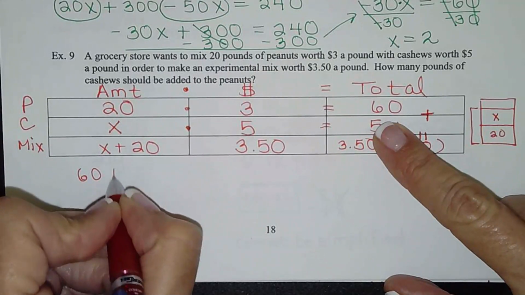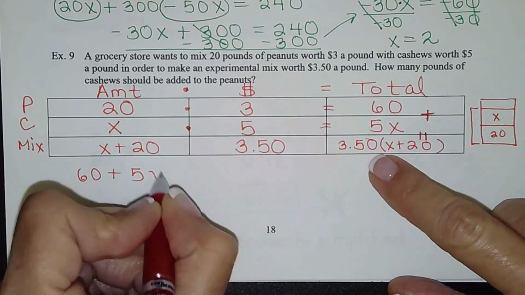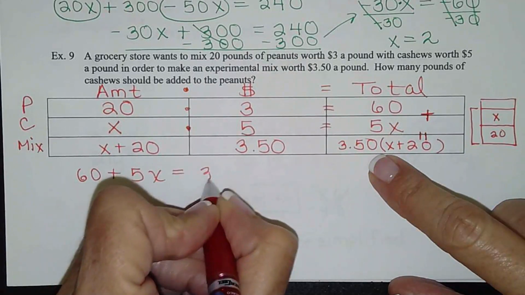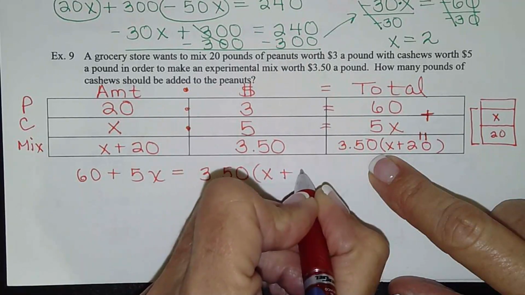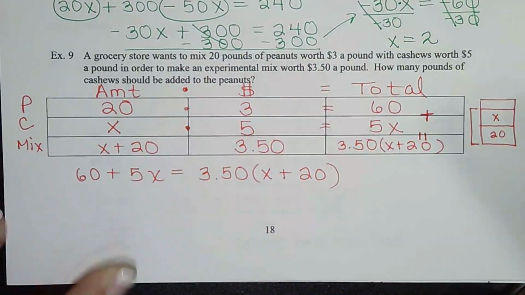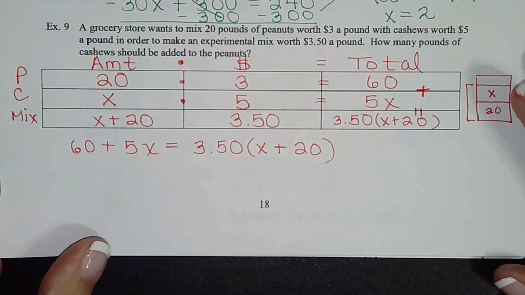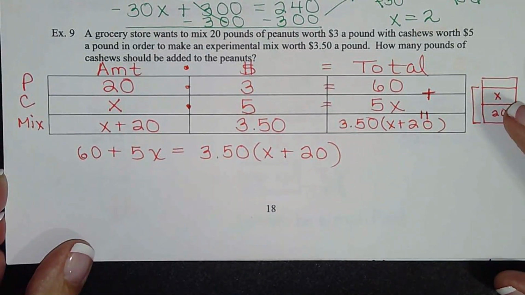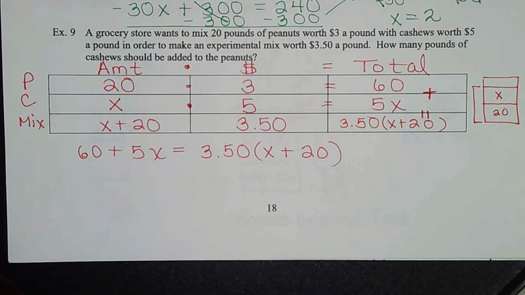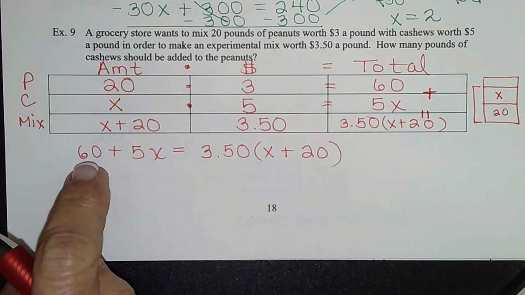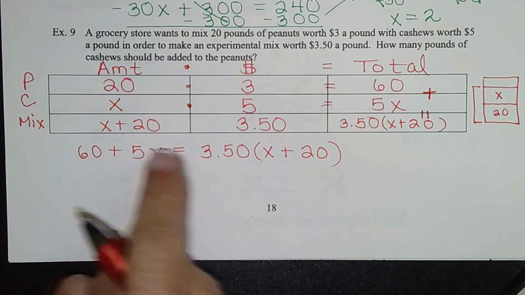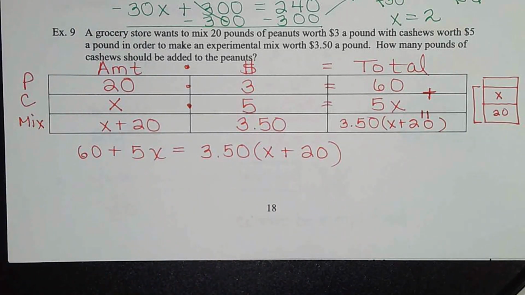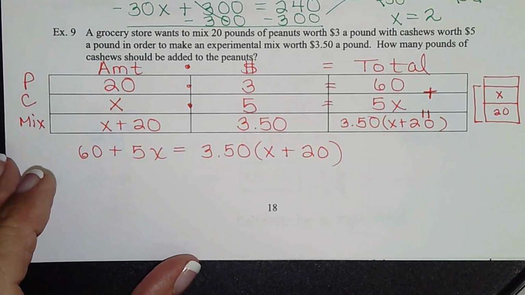60 plus 5x equals 350 times x plus 20. And since there's just one decimal in there and you get to use a calculator, I would probably not get rid of it. If you did, it's fine. You would multiply and you could take that 0 off. So you could multiply this by 10, this by 10, and this by 10. Or let's just keep one in and do it.